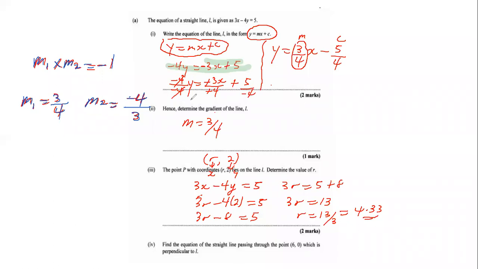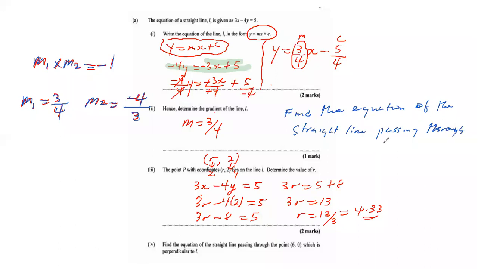So they say: find the equation of the straight line passing through the point 6, 0, which is perpendicular to L. So that was the question.